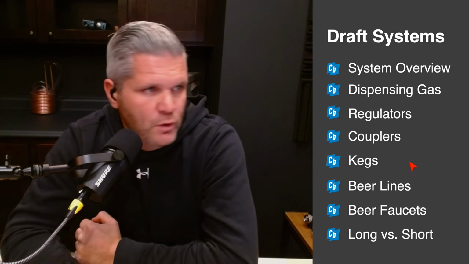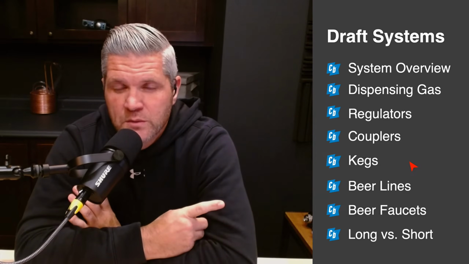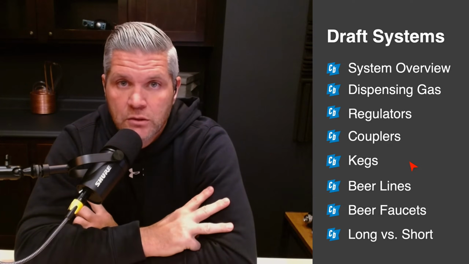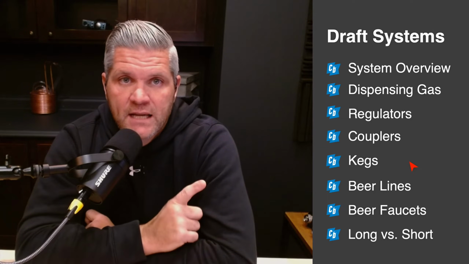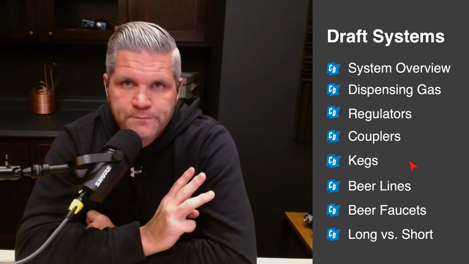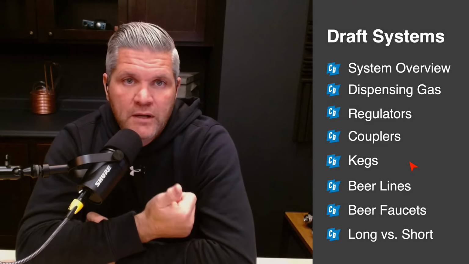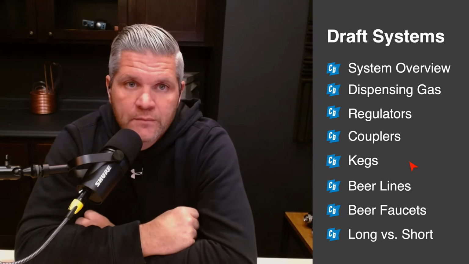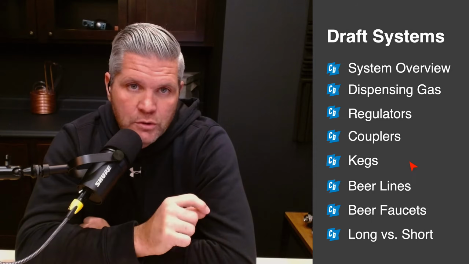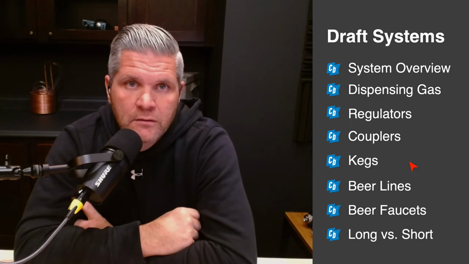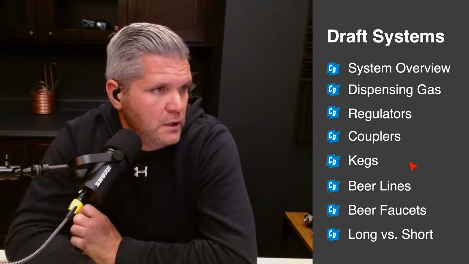So today we'll do a system overview. We'll talk about what a draft system is, and then we'll break that down into its three main components, which are the gas side, the beer side, and then the cooling side. Within each of those, we'll talk about the specific gases you can use, the types of regulators, the different types of beer couplers, the many types of beer kegs, the many types of beer line, and finally the different types of beer faucets. At the very end, I will go over the long draw, short draw, and direct draw draft systems again, and hopefully by then you'll have a better understanding of the parts and pieces that go into it.